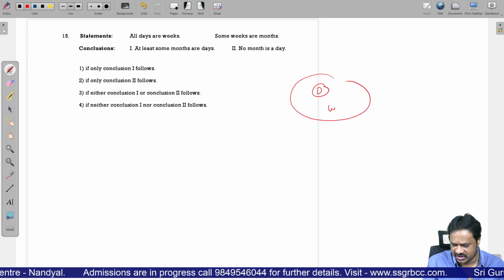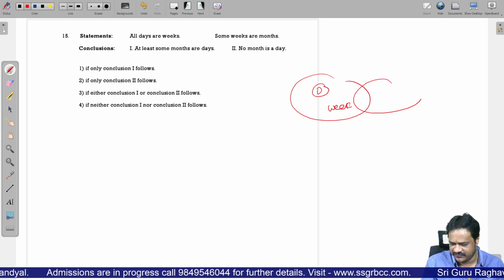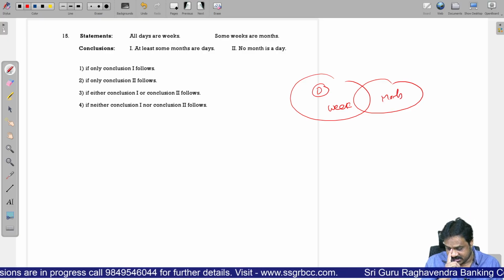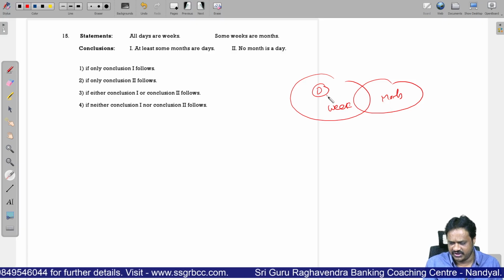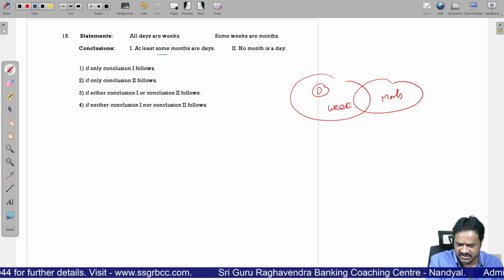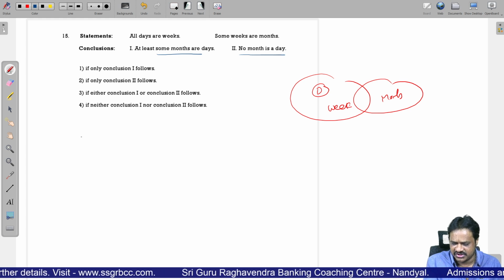The next one, all days are weeks. Some weeks are months. At least some months are days does not follow. No month is day does not follow. There is no relation between month and day, but it is given some month is day, no month is day, which is called complementary, where answer is either one or two.